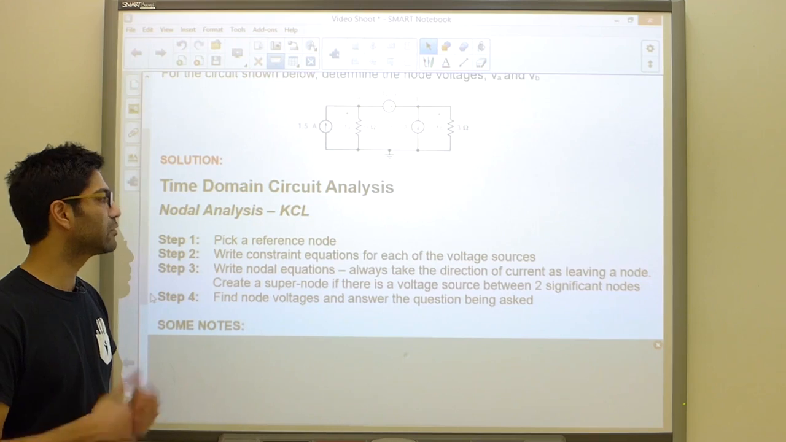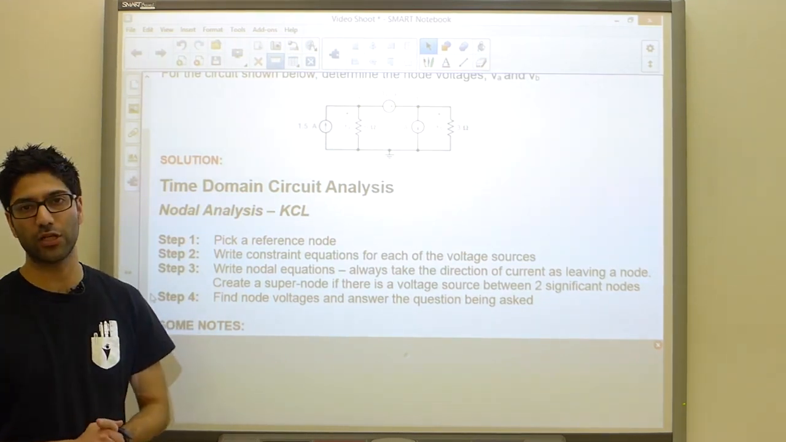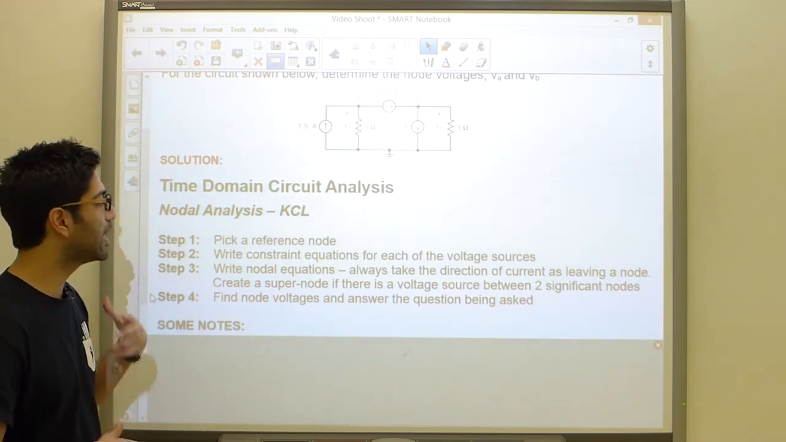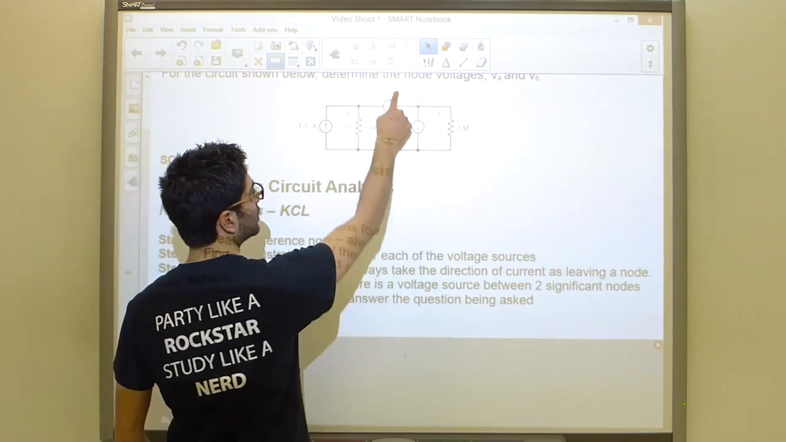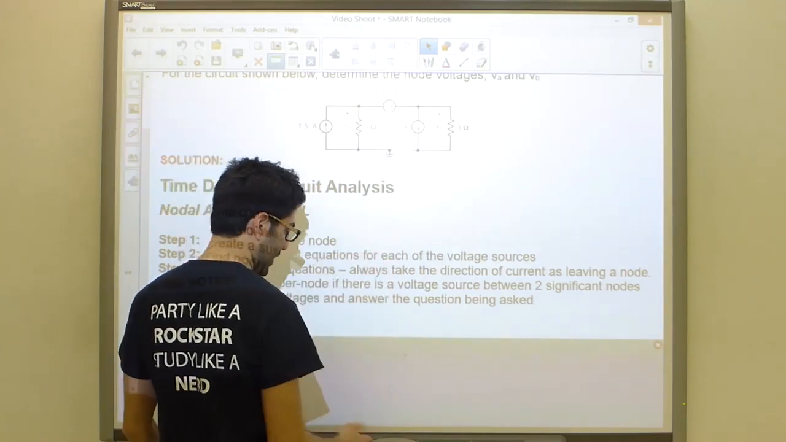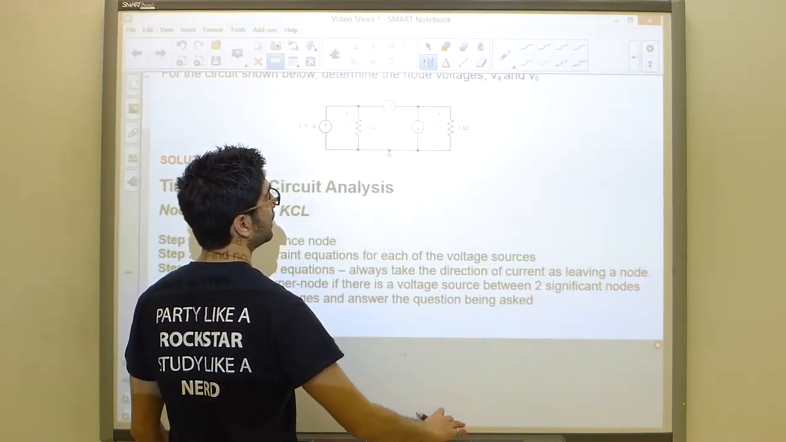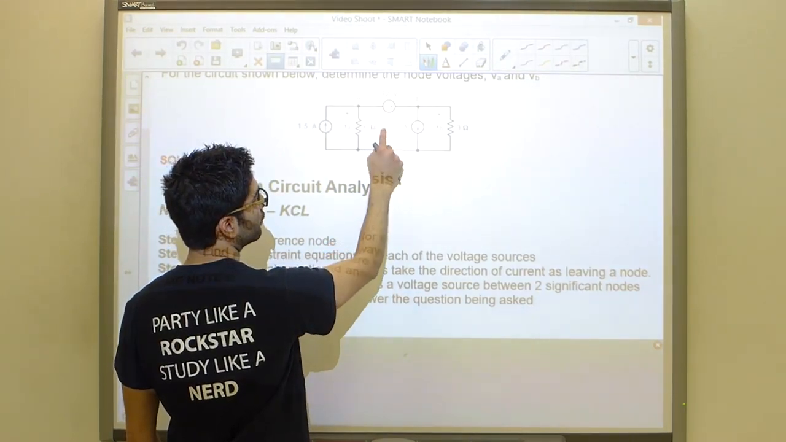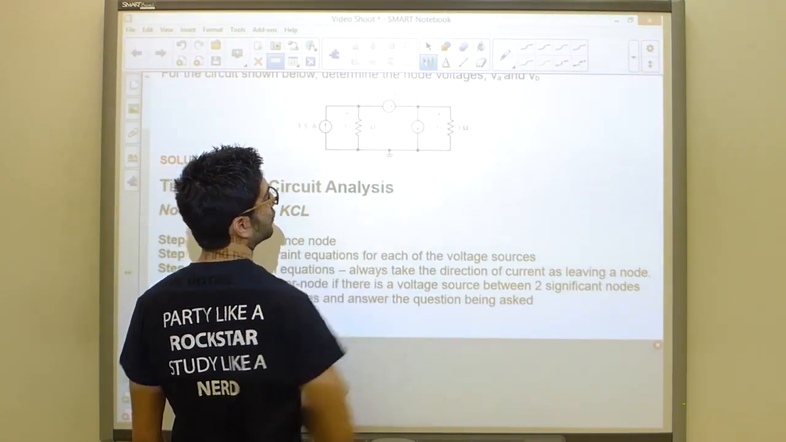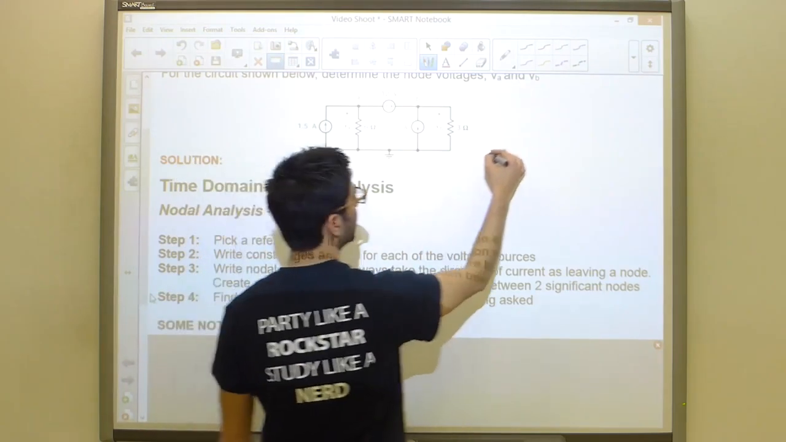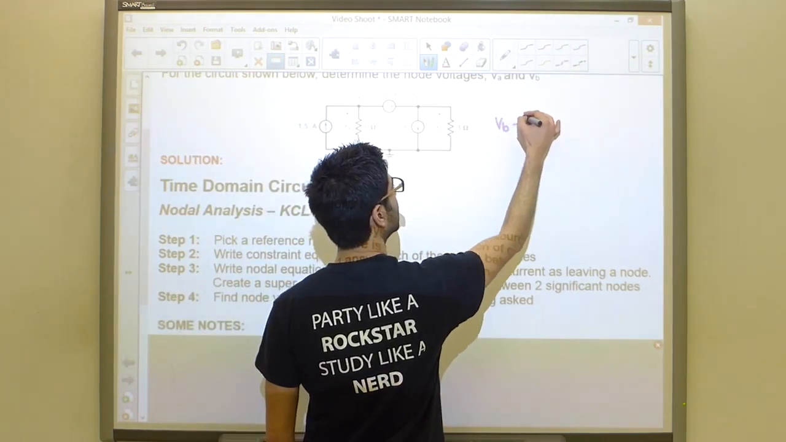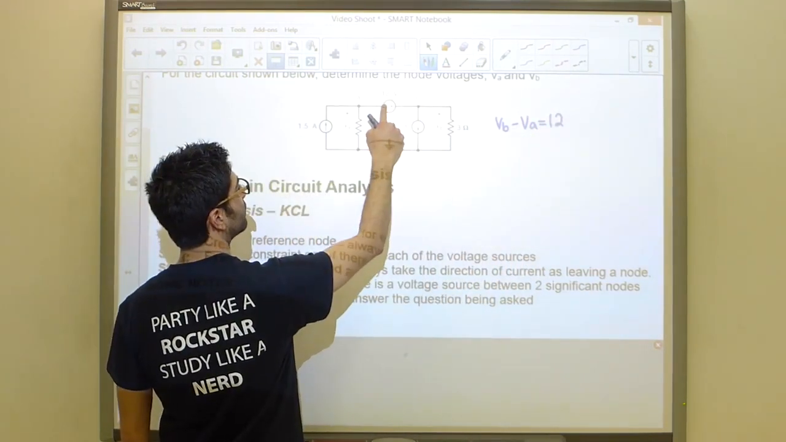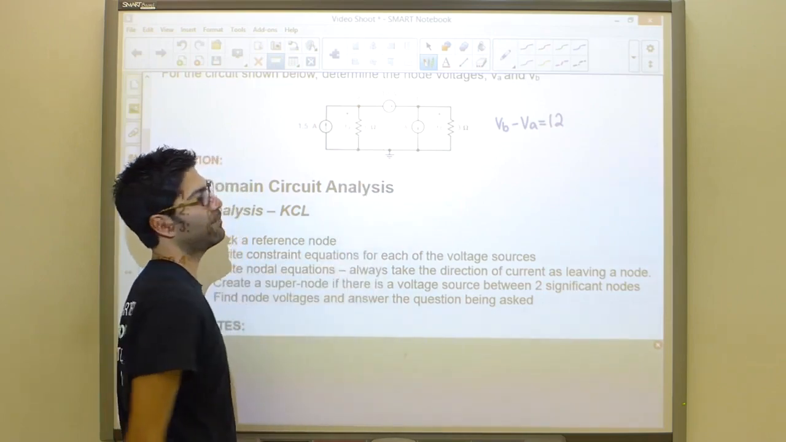The second step is to write constraint equations for every voltage source present in your problem. In our case over here, we see a voltage source right there. We need to write down a constraint for it, and understand that this source is going to maintain a 12-volt difference between its negative and positive terminals. So essentially, VB minus VA must be equal to 12. So VB will be 12 volts higher than whatever VA may be.